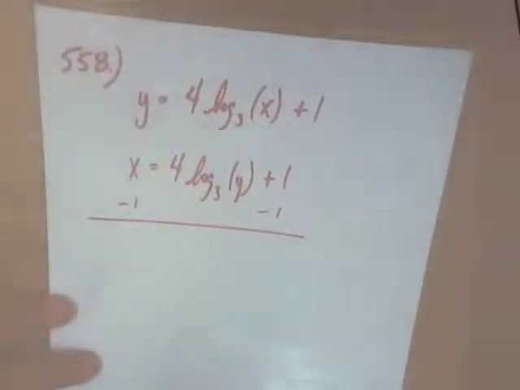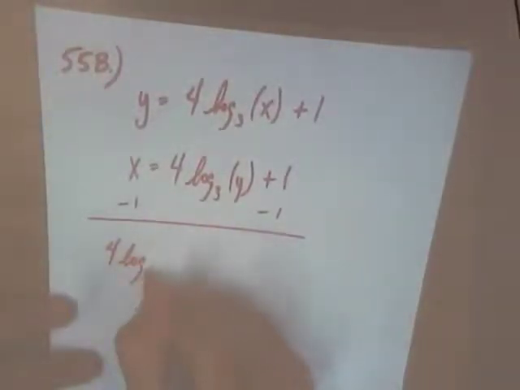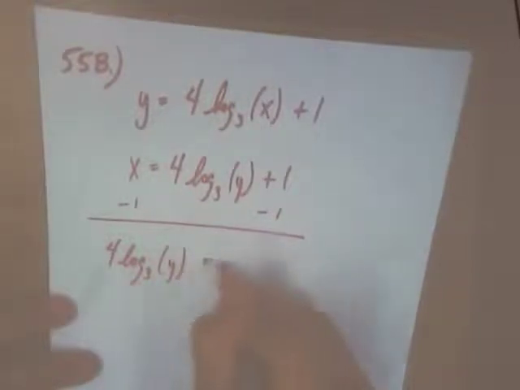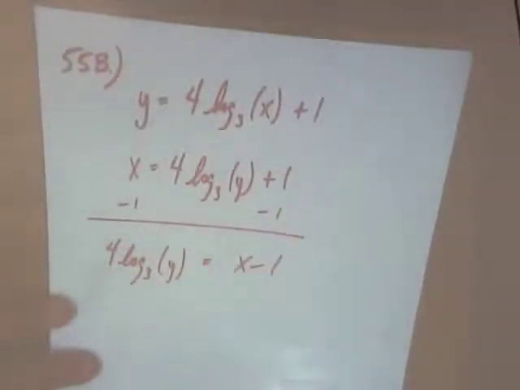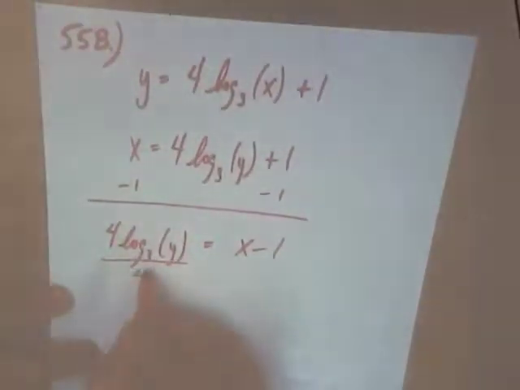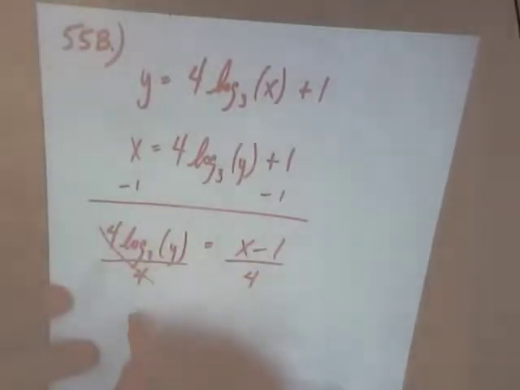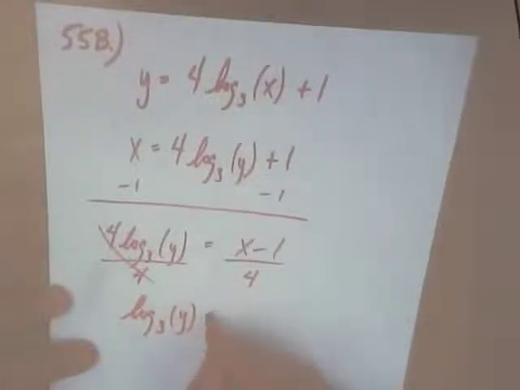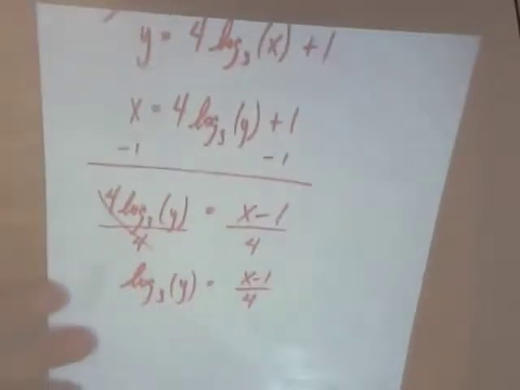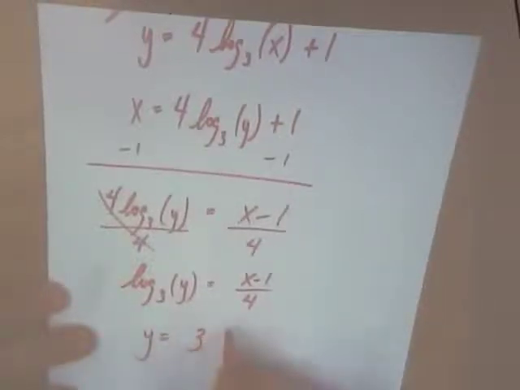What I'm going to do is go ahead and switch the sides so my y's on the left. And then divide by 4. And then get rid of the log. So I'm going to put it in exponential form. So it'll be y is equal to 3 raised to the x minus 1 over 4.